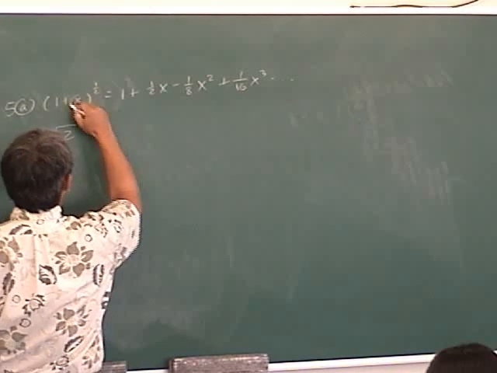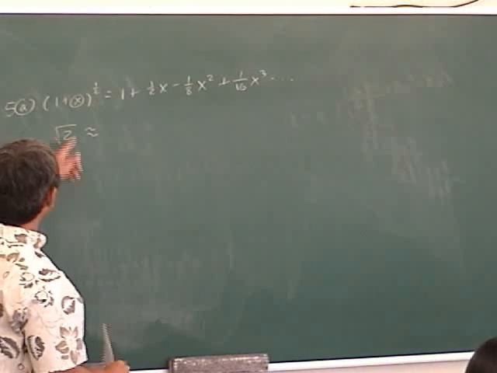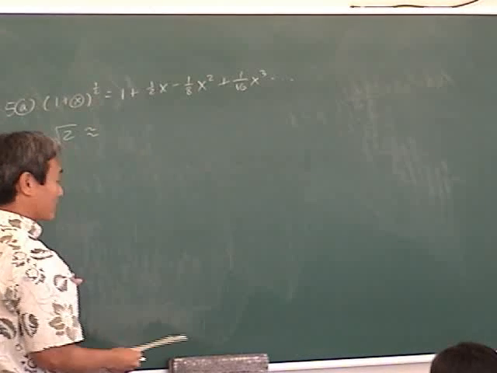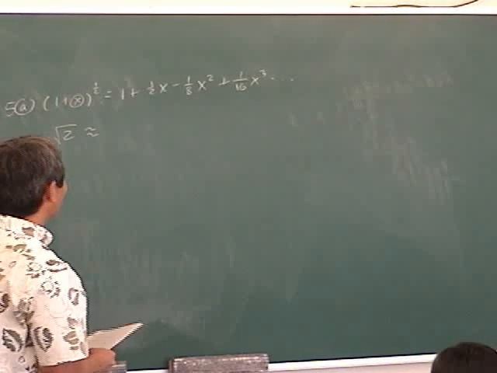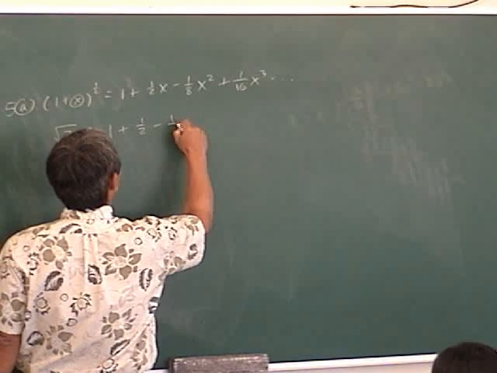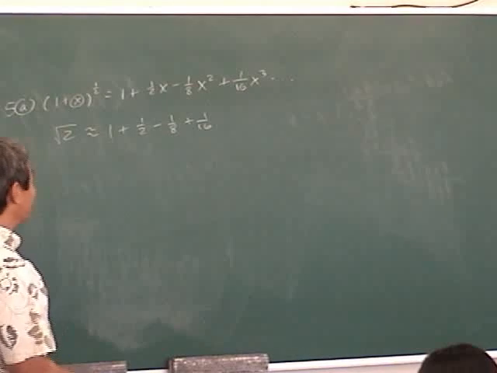Okay, what do I have to plug in for x to get the square root of 2? 1, right? Because 1 plus 1 is 2, and 2 to the 1/2 power is the square root of 2, right? So all you have to do is plug in 1 for x. Wherever you see x, plug in 1. And there you go. That's an estimate of the square root of 2.